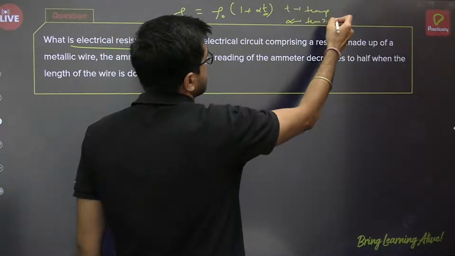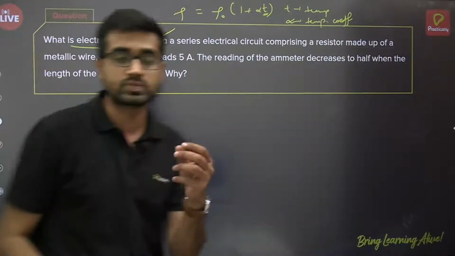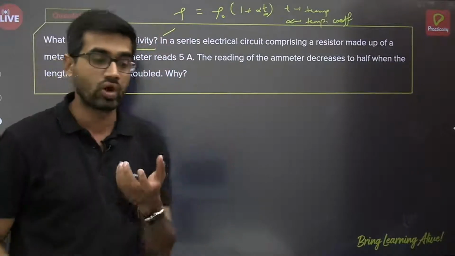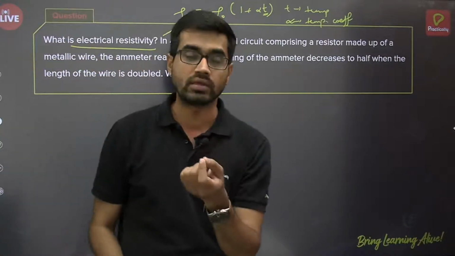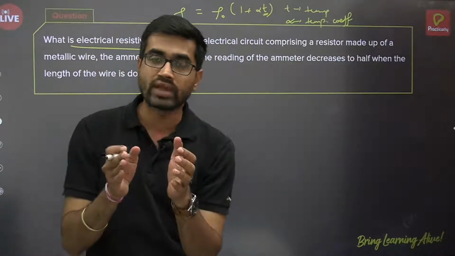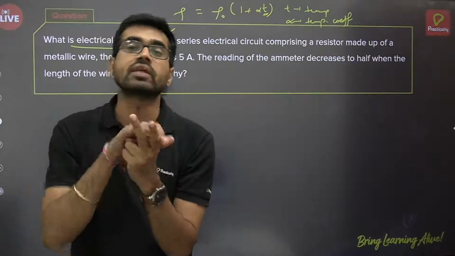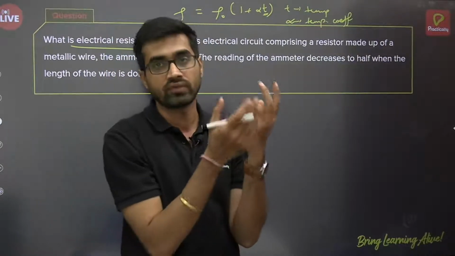Rho is equal to rho naught (1 plus alpha T), where T is the temperature and alpha is the temperature coefficient. I don't know if this is taught in your syllabus, but generally rho, the specific resistance or resistivity, whatever you call it, is a material dependent thing. If you change the material type, resistivity will change. For the same length of wire and same cross-sectional area of 2 given wires, the resistivity will be different and therefore the resistance. That's why the resistances are different.